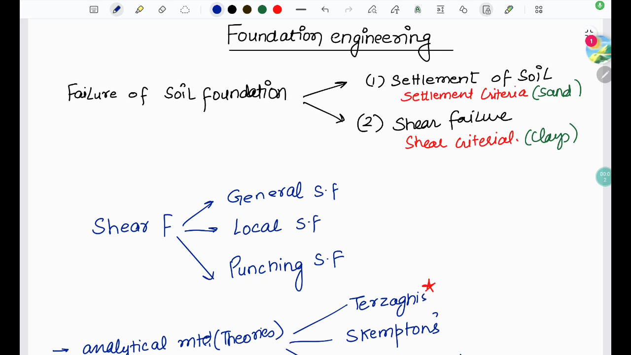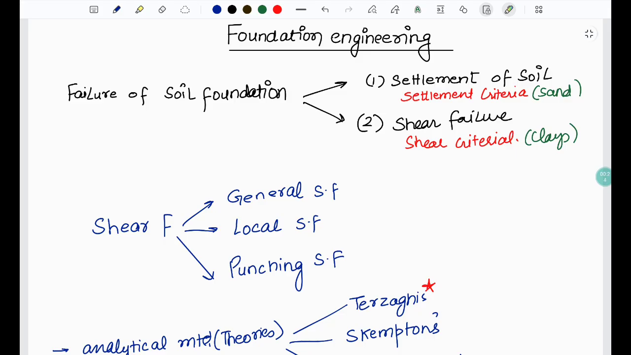Good morning, guys. Today we'll be revising foundation engineering, specifically dealing with shallow versus deep foundation, its classification, isolated footing, combined footing, strip footing, strap footing, and raft footing.